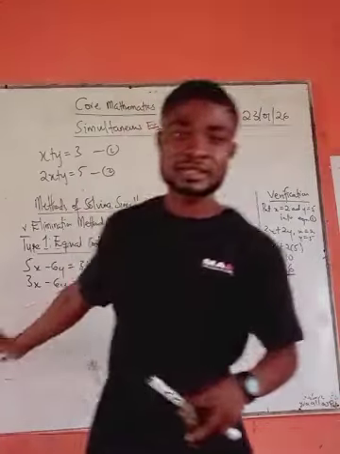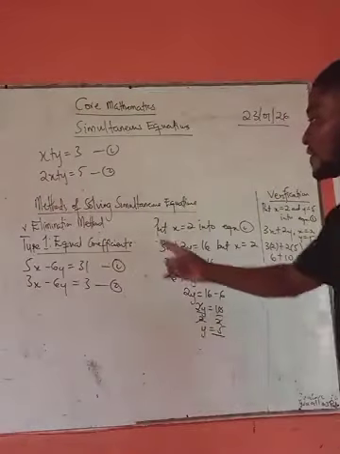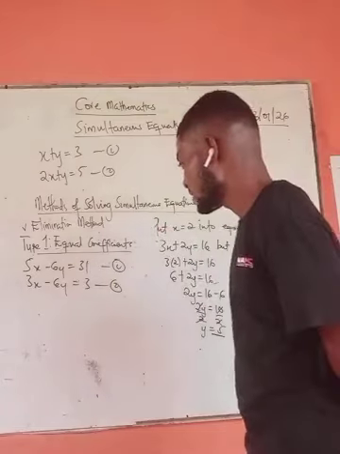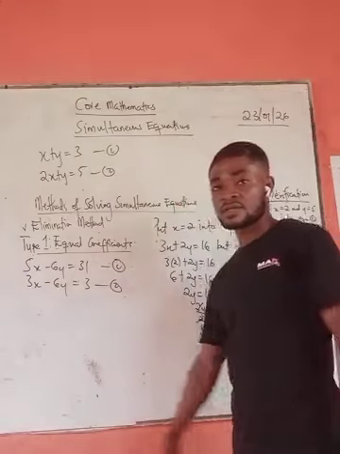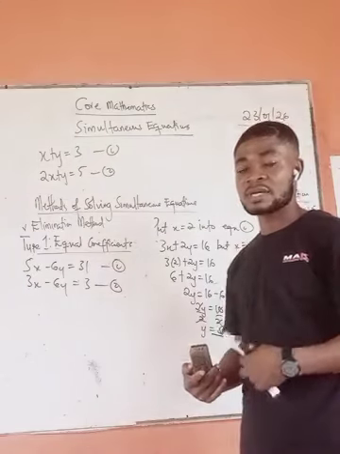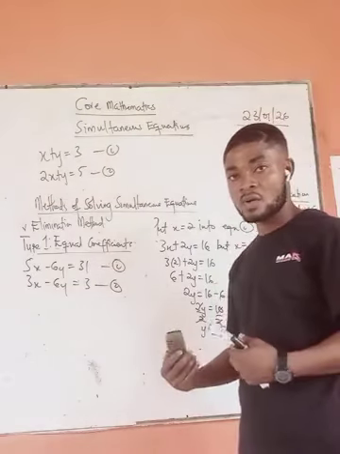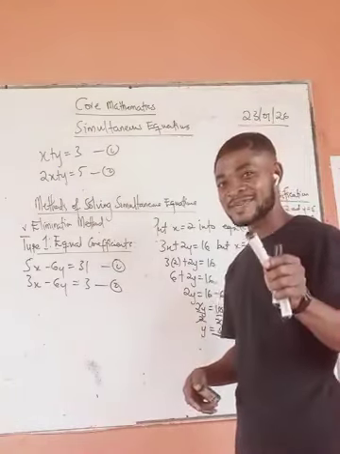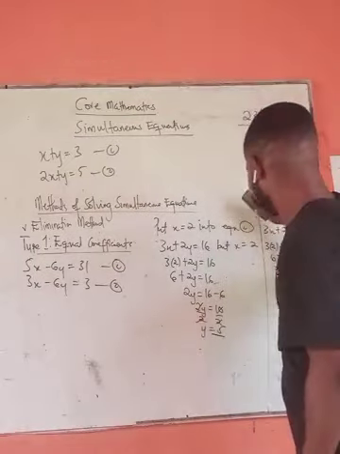So this is a question that I have for you. 5x minus 6y is equal to 31, and then 3x minus 6y is also equal to 3. So you solve it nicely and then you present your answer to me in my DM or under the comment section. Very, very important, under the comment section. All right.